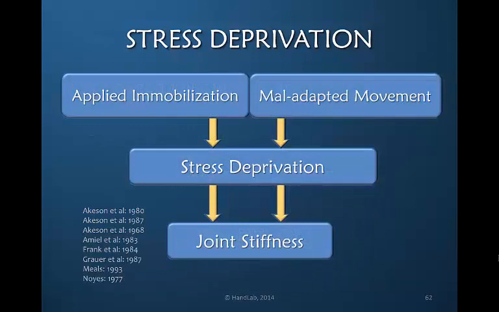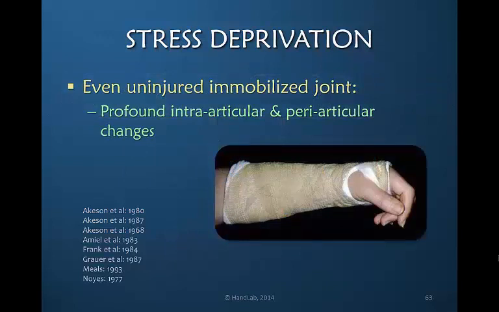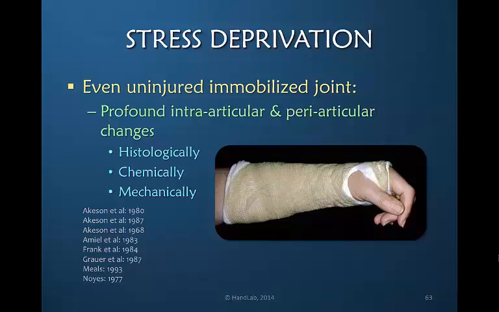In focusing on stress deprivation, the stress deprivation can come from two sources, either applied immobilization or maladaptive movement that is limited motion. In either case, the joint is deprived of its normal stress that maintains its physiological balance. We know that even uninjured immobilized joints will have profound intra-articular and periarticular changes as a result of the lack of stress. These changes are histological, chemical, and mechanical. All the characteristics about human tissue change when you remove the stress of movement.